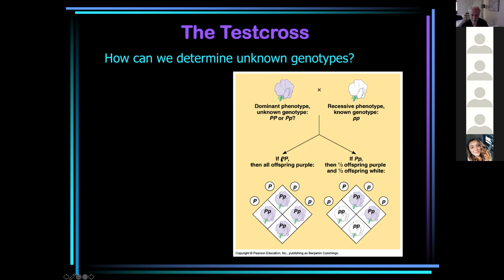So if this purple plant is big P, big P, in other words, homozygous dominant, then all the progeny are going to be purple. As you can see here, every gamete is going to be big P, and so regardless of whether there's a little p there or not, there's always a big P there, and all the progeny are purple. If, on the other hand, this original purple parent is heterozygous, then you're going to be crossing a little p, little p with a big P, little p. You can see that here in the Punnett square. So half the progeny will be purple and half will be white. If that is the outcome, then you know that the original purple parent was heterozygous.